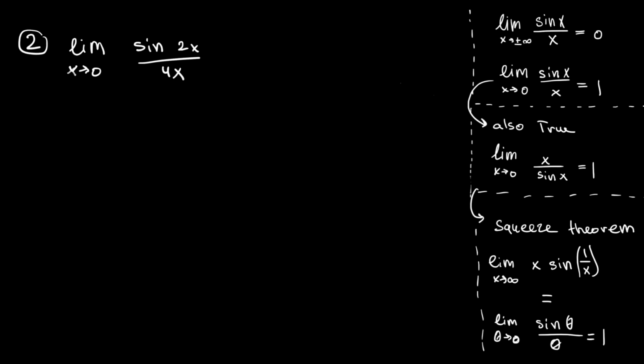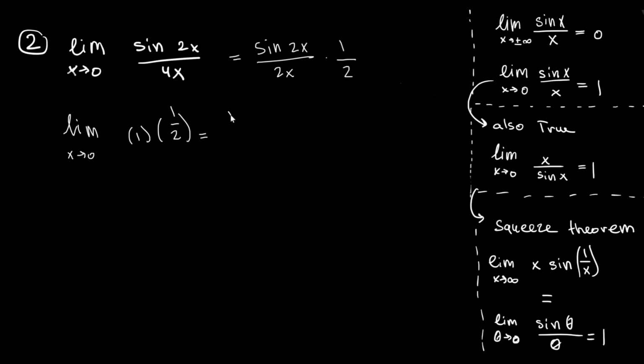Again, all we have to do is rewrite our limit just so it looks somewhat like the rule on the right. So we want to get rid of the 4 in such a way that we'll have sine of 2x over 2x. And that is the answer.